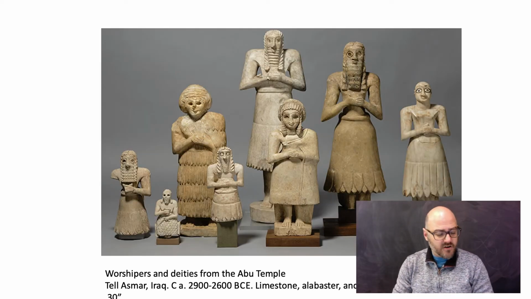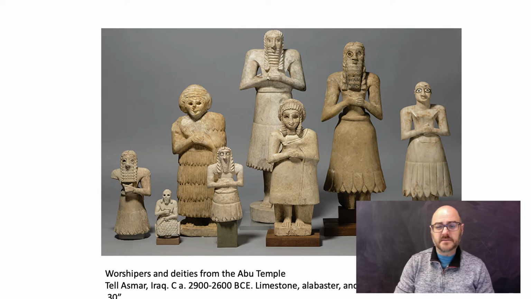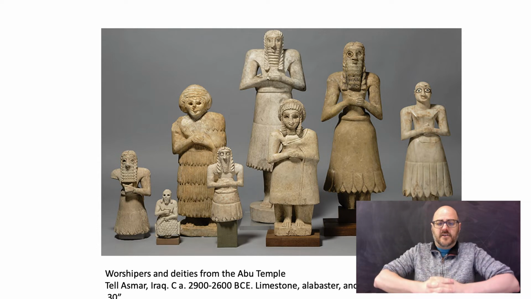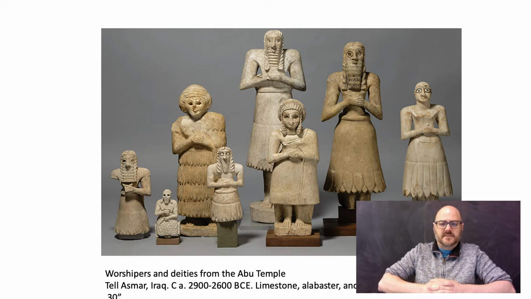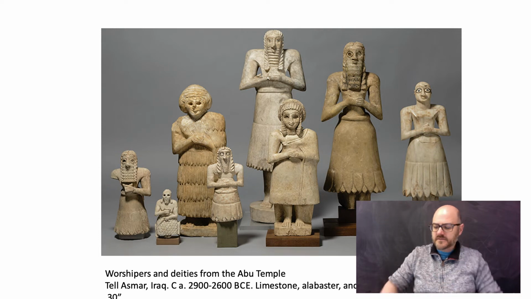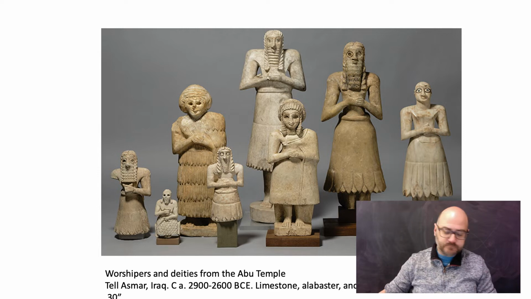So these are worshipers. These are sculptures that were found in Mesopotamia. And you can see they all have this sort of pose with their hands clasped in front of them in this sort of typical prayer-like mode. And it's curious how these were made or what the motivation for these were.